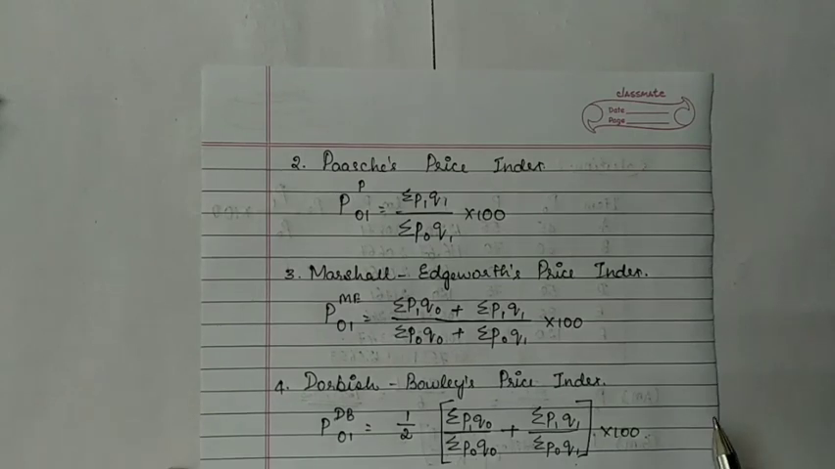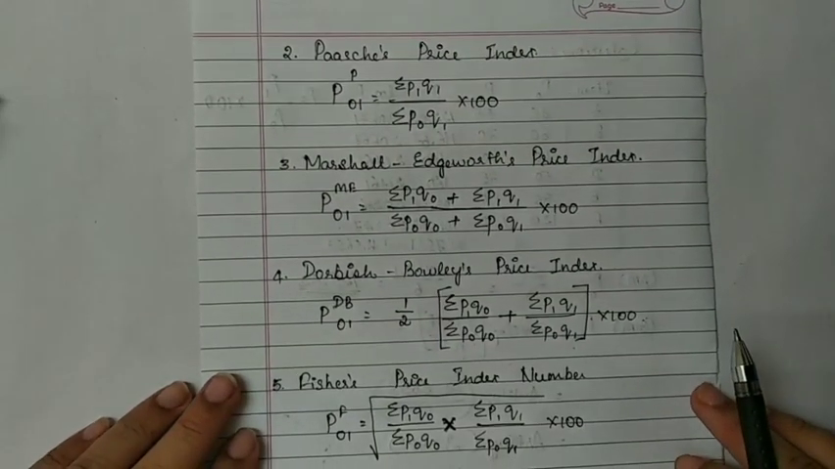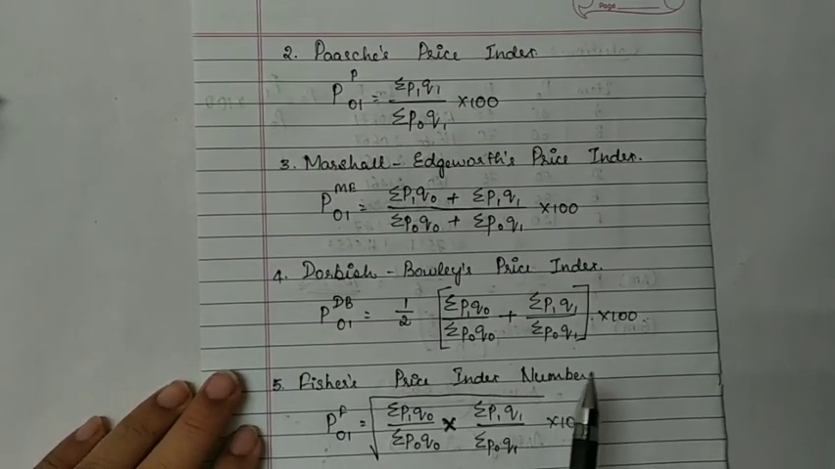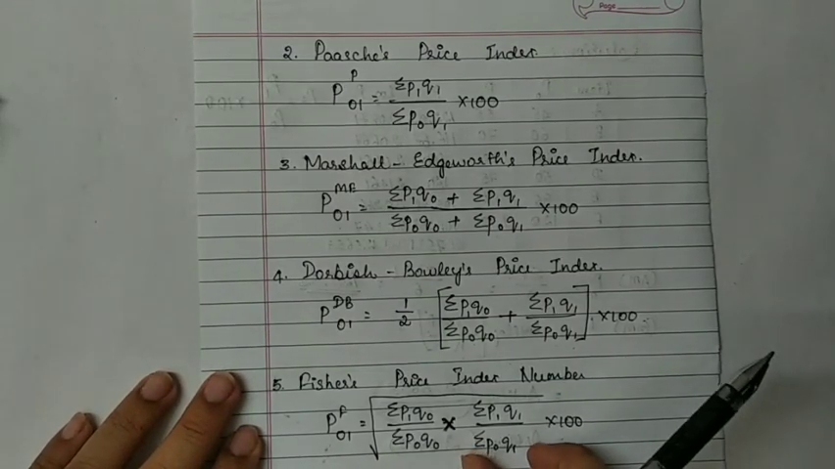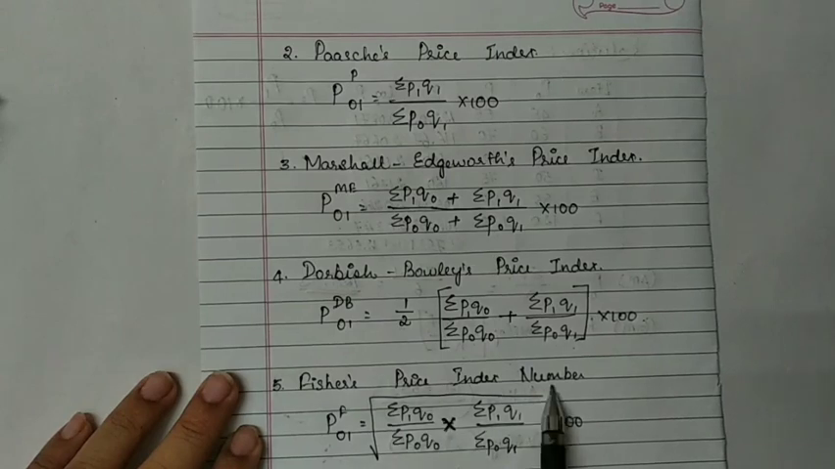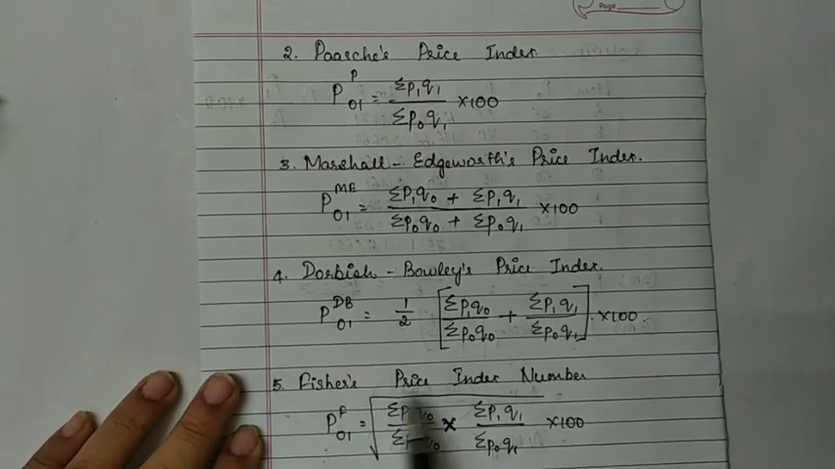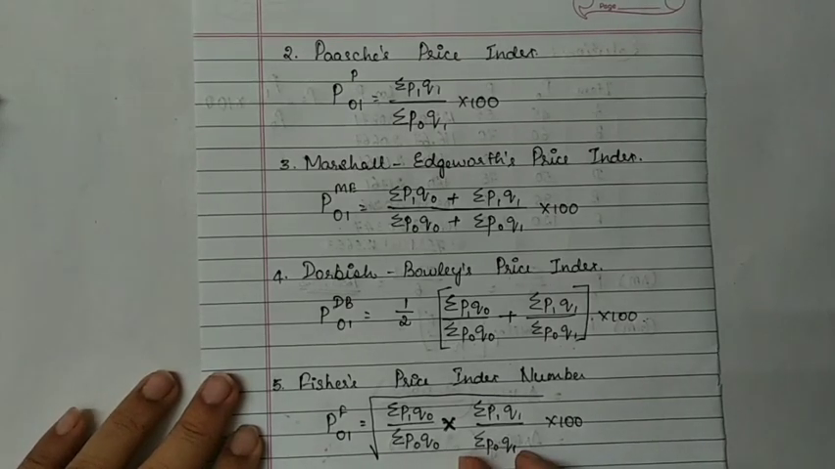And the next one is Fisher's price index number. Here again items are same. Only the thing is we are taking its square root. Fisher's price index number P01 is equal to, this is Laspeyres and this is Paasche, and its square root.